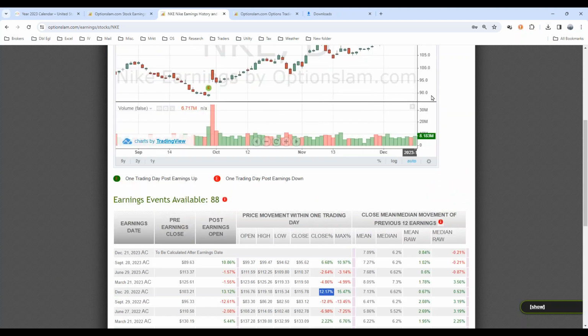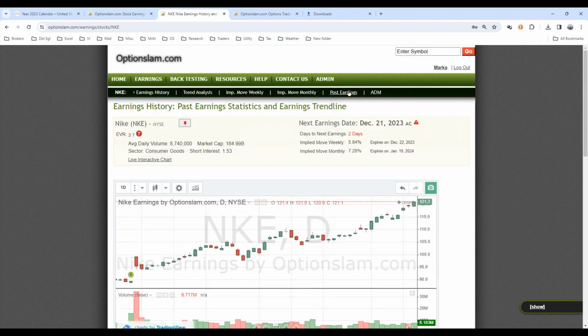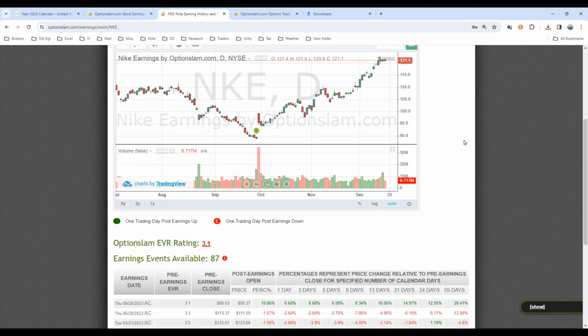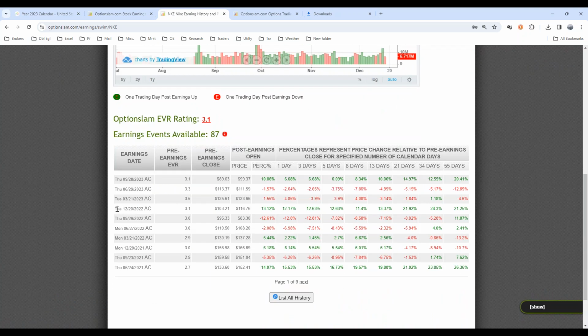Let's go to the post-earnings page and let's look at that December 20th. Here it is, December 20th, 2022. The one-day move was 13%, and it held that move. It just held steady for about 2 weeks, and then it started moving up even higher, okay? Then it started moving up even higher to 22%, 24%.